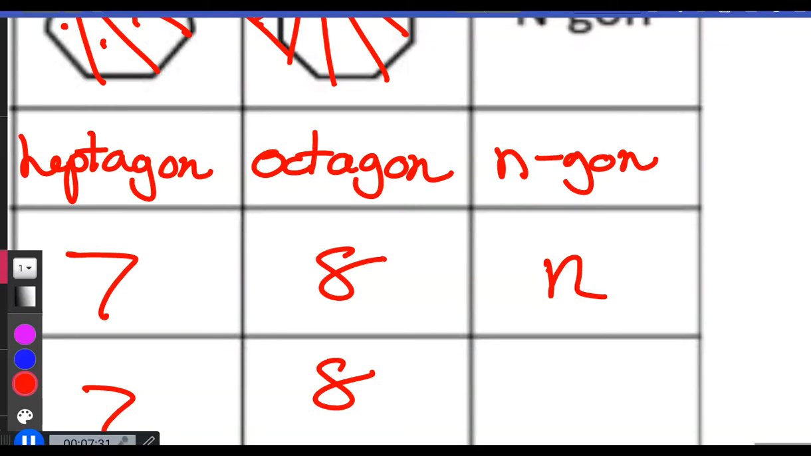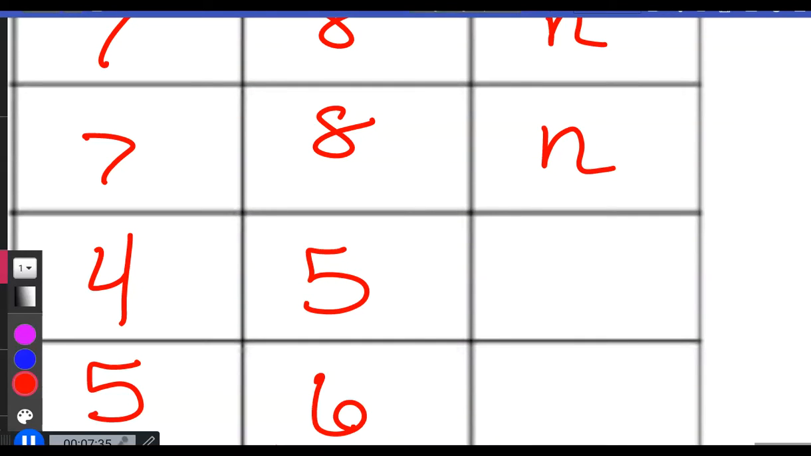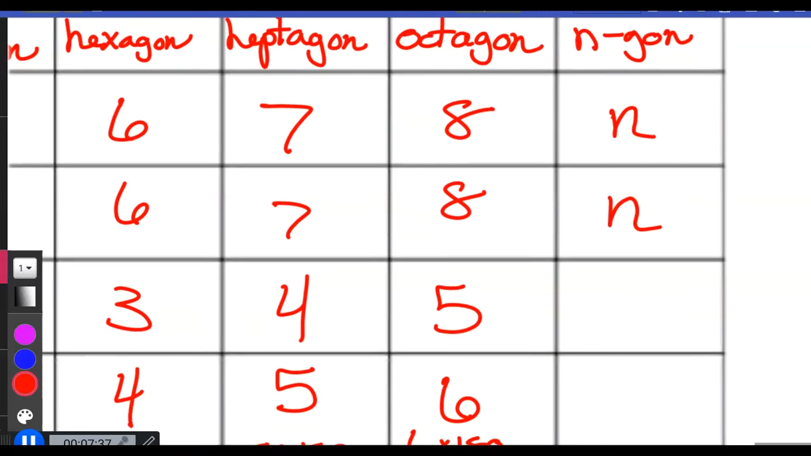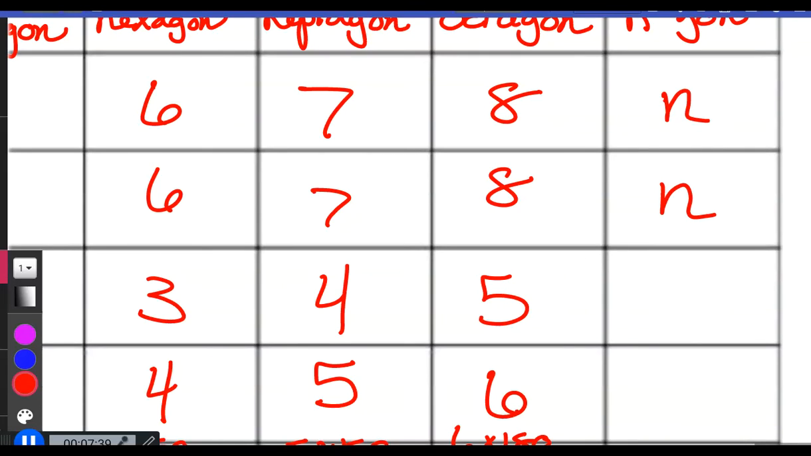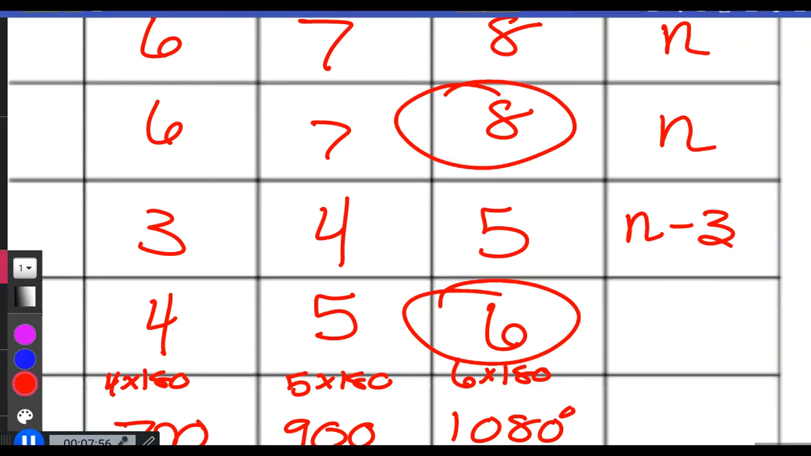Number of sides is n. Number of angles is n. Number of diagonals. So now we have to look at the patterns. How do we get from number of angles to number of diagonals? Each time it's -3. And then the number of triangles formed. How do we get from number of angles to number of triangles? It's -2 each time.